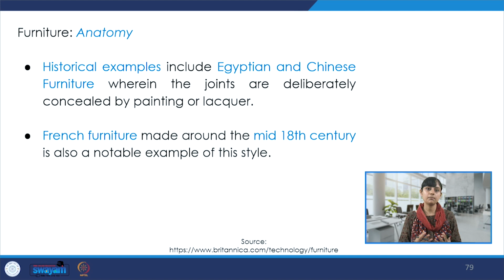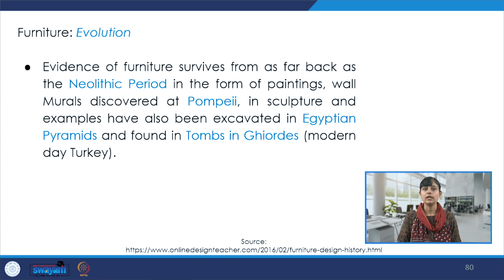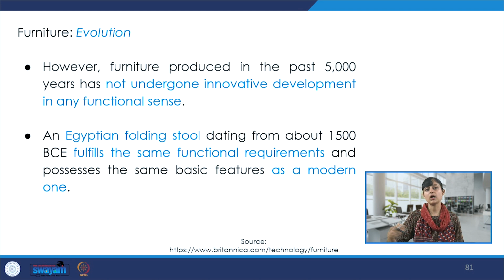In most of the Japanese furniture, the joints are actually highlighted, but they are designed in such a manner that you still may not be able to decode how the pieces were put together. So it's a very interesting case. Then there is French furniture made around the mid 18th century, which is also a notable example of this style. And there are some examples from as far back as the Neolithic period. So all of this is part of the evolutionary journey when we talk about furniture.